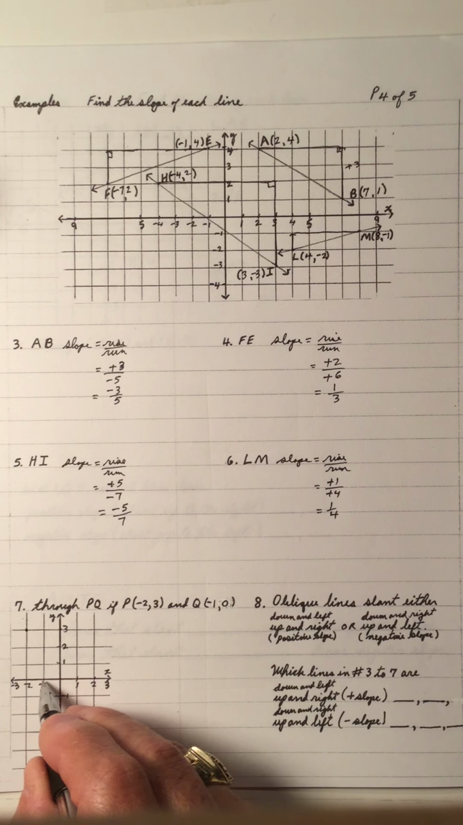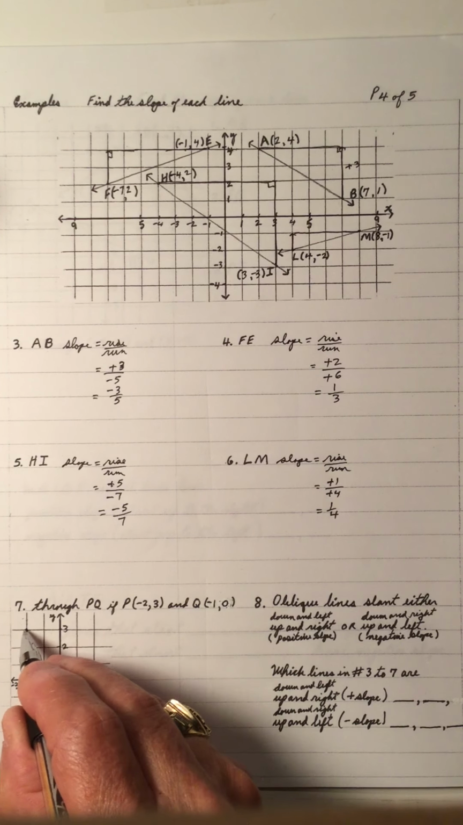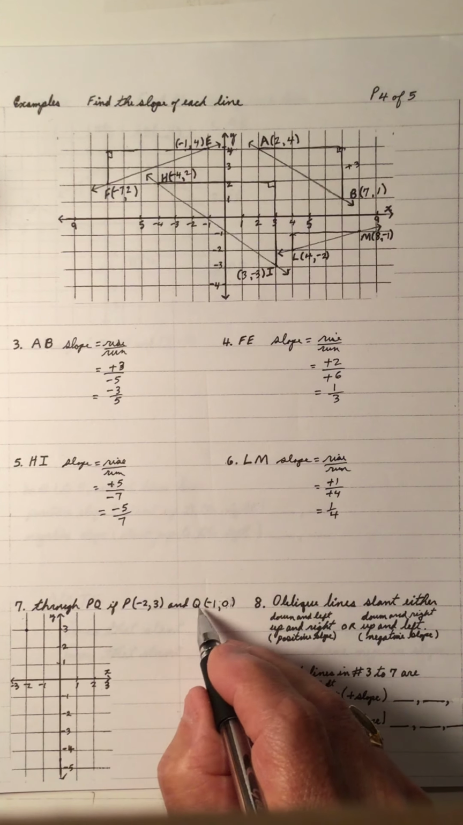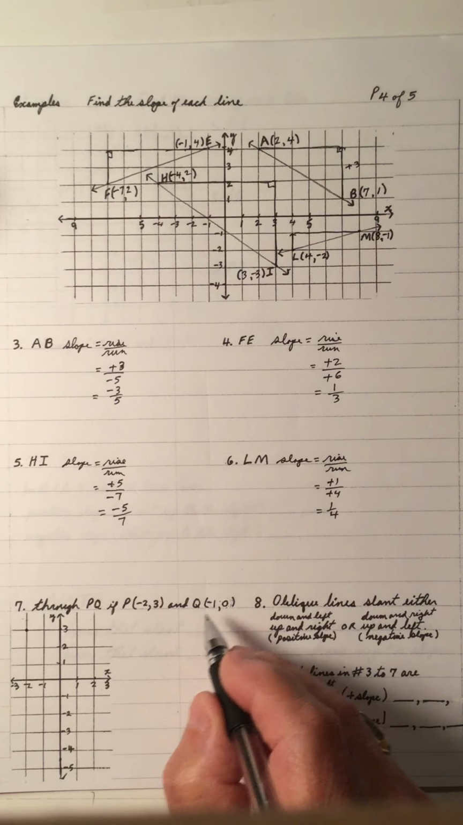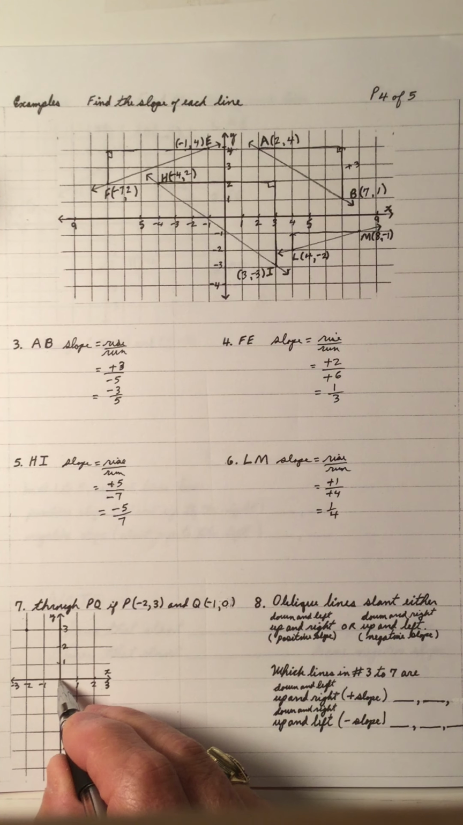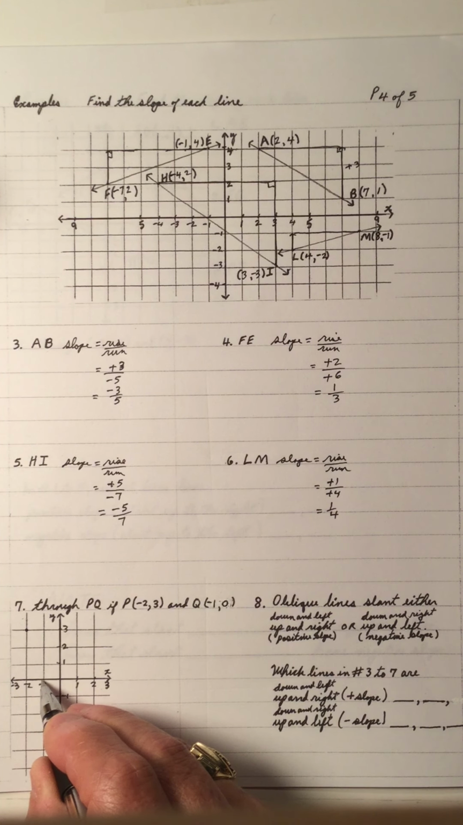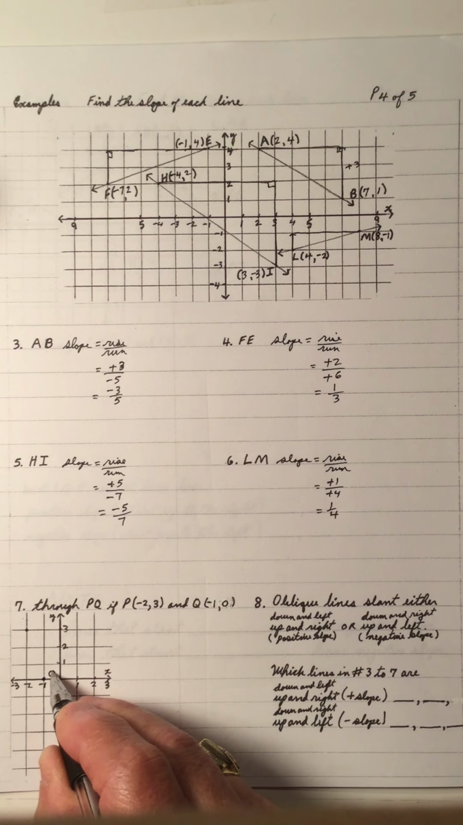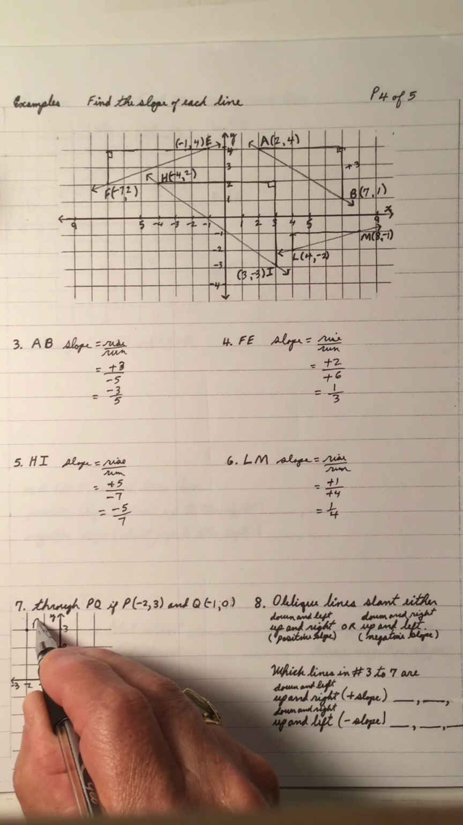So I go over 2 and up 3. So there's the point, negative 2, 3. And the point, negative 1, 0. Start at 0, 0. X is negative 1 right here, and y is 0. So there's the point of Q. So that's Q, and that's P.